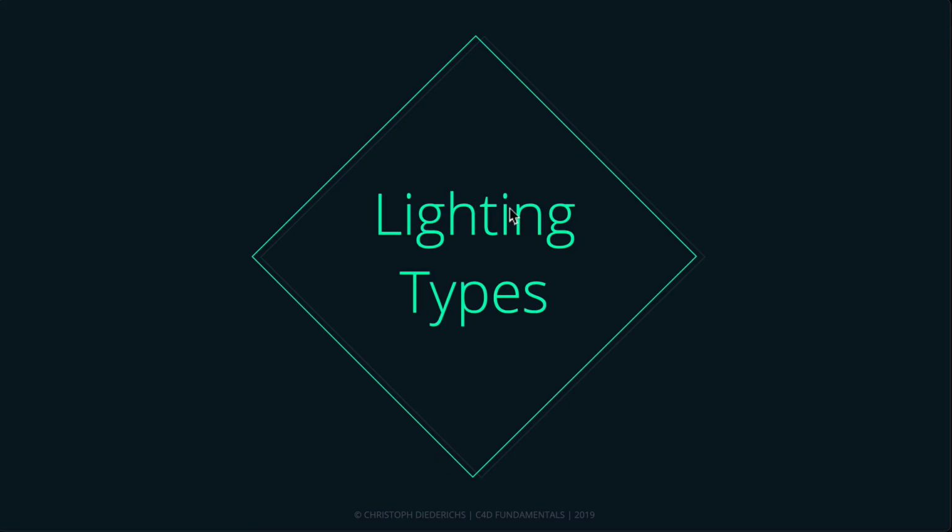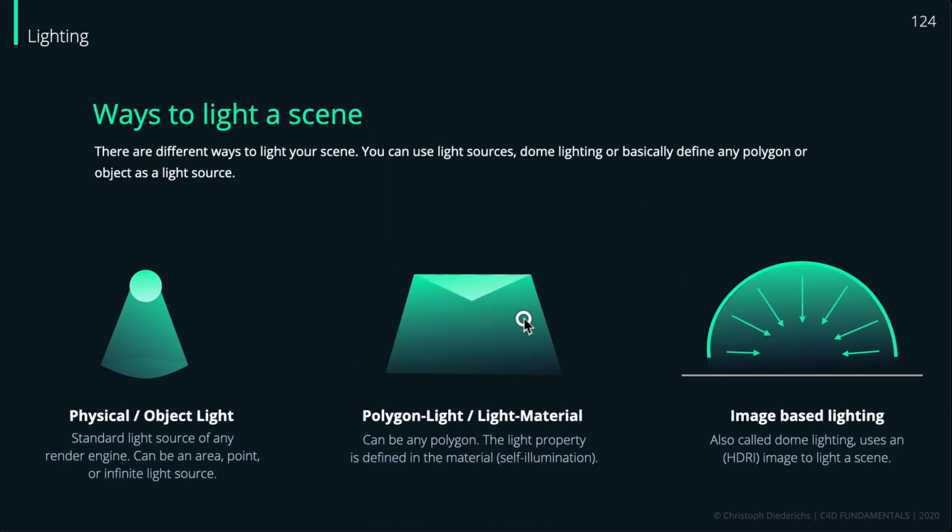So we're going to have a look at the different lighting types or light types we can use in Cinema 4D, especially with Corona Renderer, but this is more or less true for all the different render engines out there and pretty much the same everywhere. So before we talk about the light types specifically, I want to talk a bit about different ways of lighting a scene in general. So there are more or less three ways to light your scene.